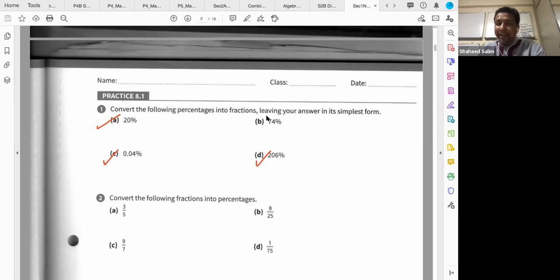Zahira says what? Not 2 over 5, mister. The 2 also, you must divide by 2, Ilhan. Then you get that. Okay, well done. Sophia, well done for number 1. Number A, well done.